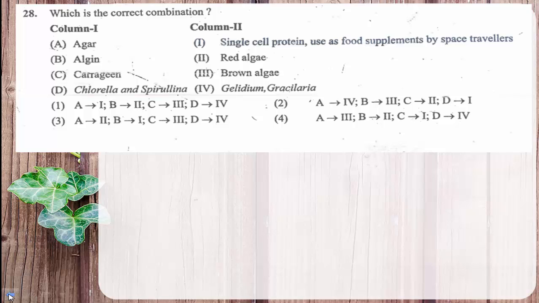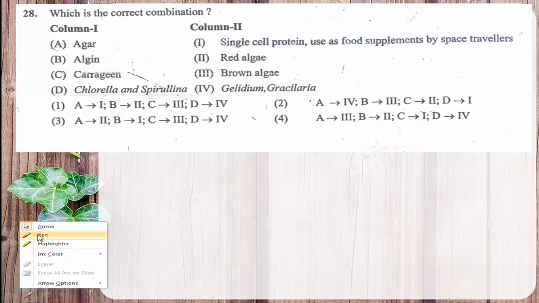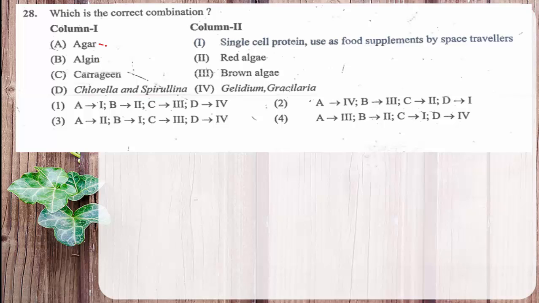Agar is obtained from red algae. So agar is obtained from Gelidium and Gracilaria. So for A, it is the fourth one. For B, algin is obtained from brown algae and carrageen is obtained from red algae.